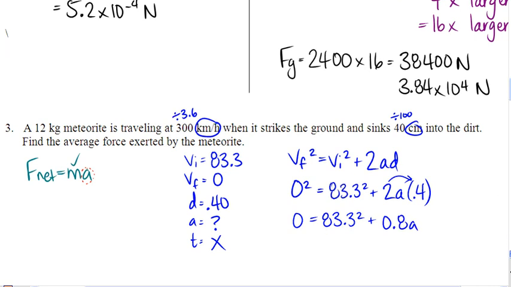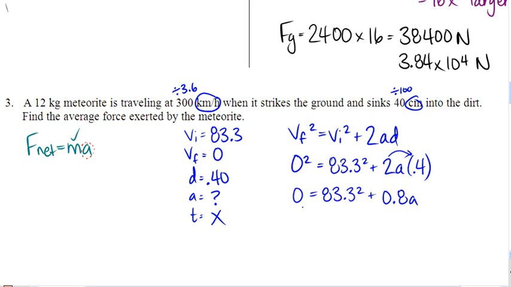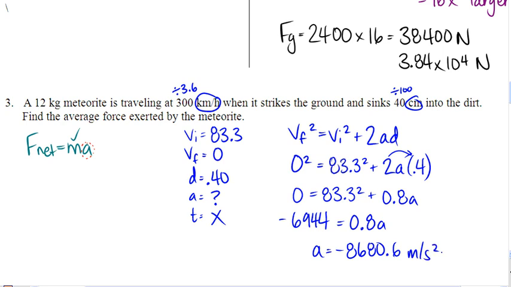Shuffle that 83.3 squared over to the other side. You get negative 6944 equals 0.8a. The acceleration is negative 8680.6 meters per second squared. Lots of sig figs, but that's okay. We don't want to run into any rounding issues.